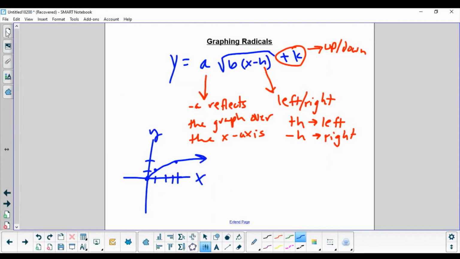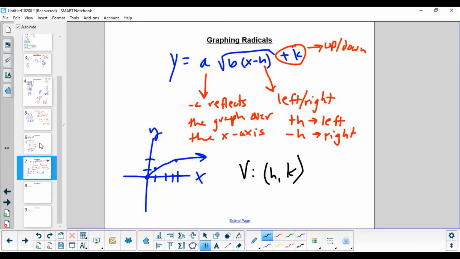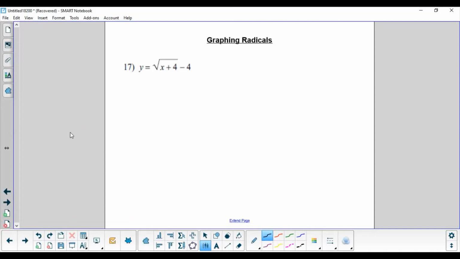So let's look. One more thing before we go on to an example is the vertex. Remember, the vertex is the point h comma k, and we talked about h and k up here. So h, just remember, does the opposite of what's there. We'll use this to help us graph. So let's look at this example here: y equals the square root of x plus 4, minus 4.